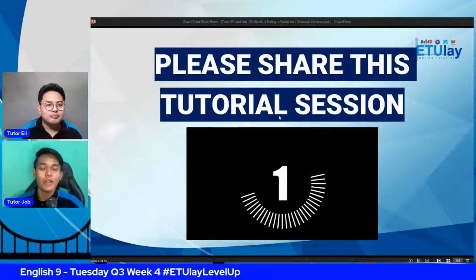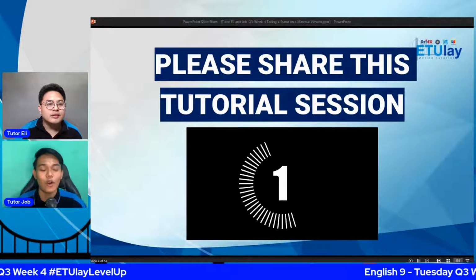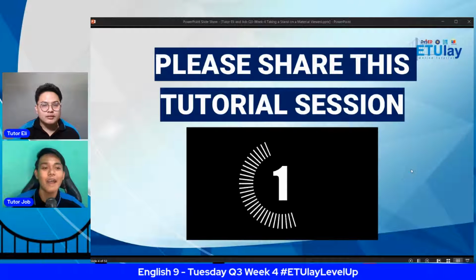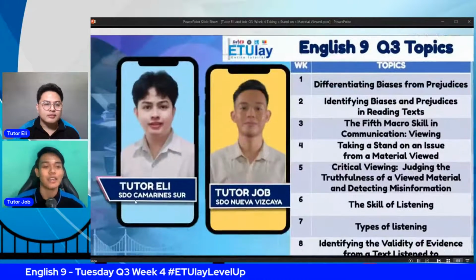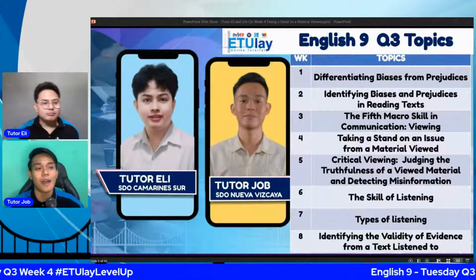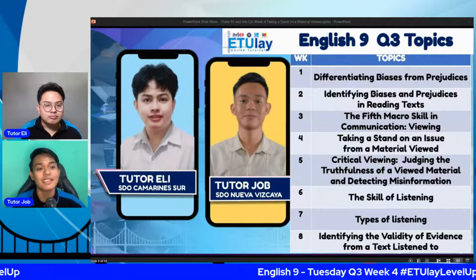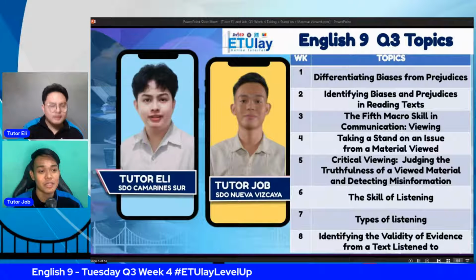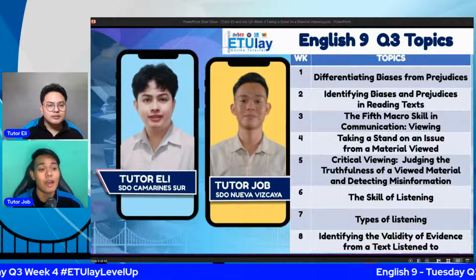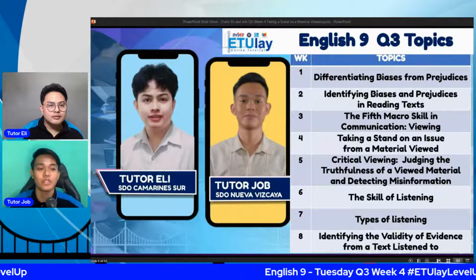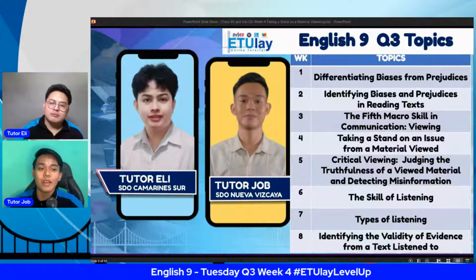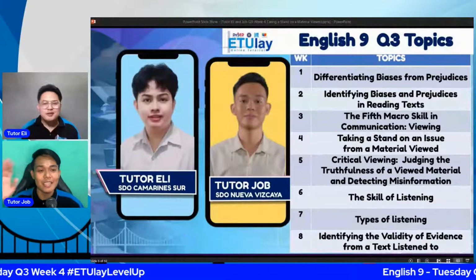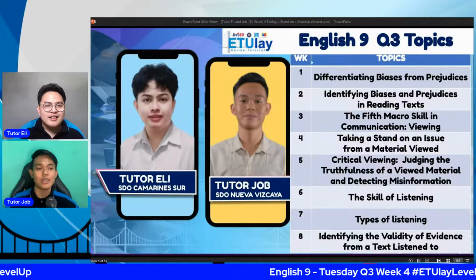So for today, we are going to talk about taking a stand on a material view. For an overview of our lesson, we talked about facts and opinion, which I know you are familiar with. We have finished discussing differentiating biases from prejudices, identifying biases and prejudices in reading texts, and we talked about the fifth macro skill in communication, which is viewing. So for this week, we are going to talk about taking a stand on an issue from a material view.